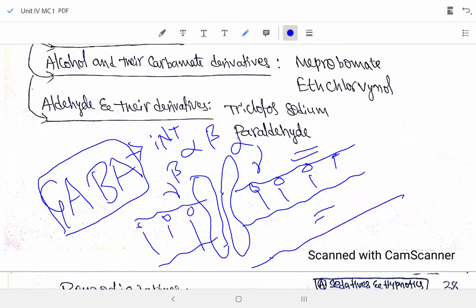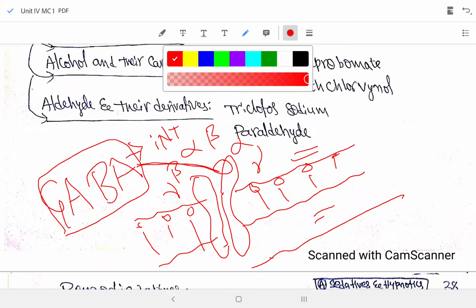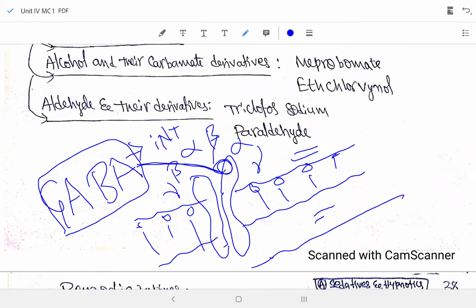This is the external environment of the neuron, and this is the internal environment of the neuron. What usually happens when GABA comes and attaches to the receptor? It will ensure the influx of chloride ions into the neuronal cell. When chloride is in excess inside the neuron, that decreases the activity of the neuron, so that the person will be calmed down.